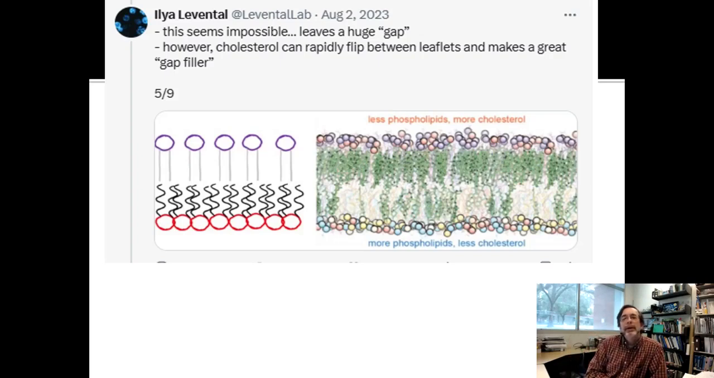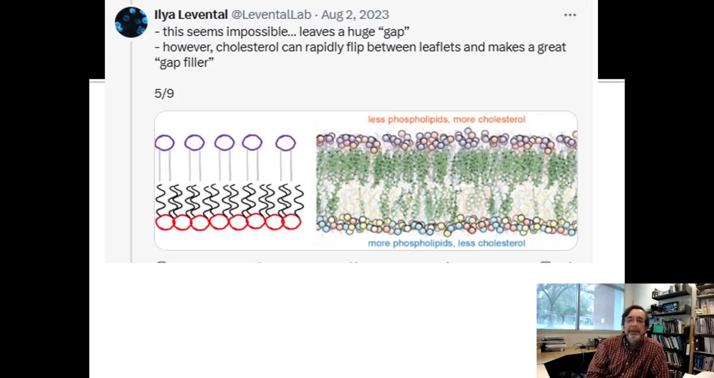But cholesterol actually can flip back and forth between leaflets, and if you look at it, it doesn't have a polar head group in the same way that regular phospholipids do. So cholesterol can flip back and forth, and it can actually fill in the gaps and help with the whole dynamic nature of the membranes. This is really cool. I love finding out when the textbook assumption is wrong.